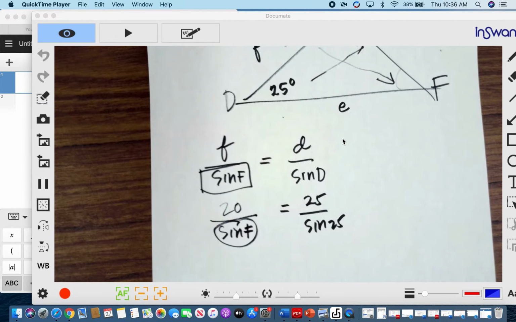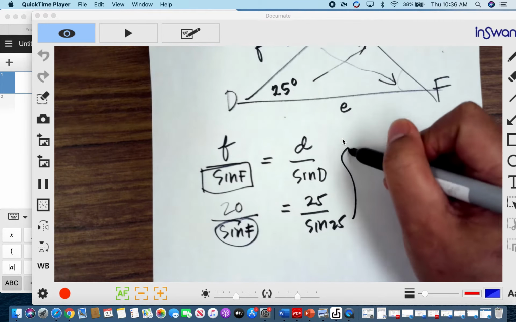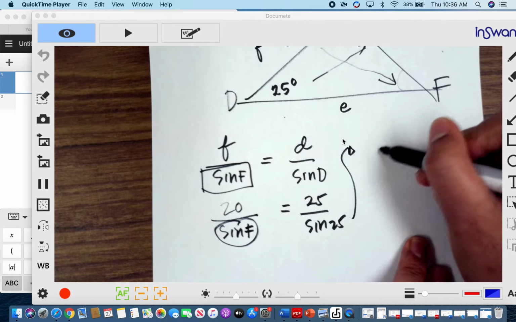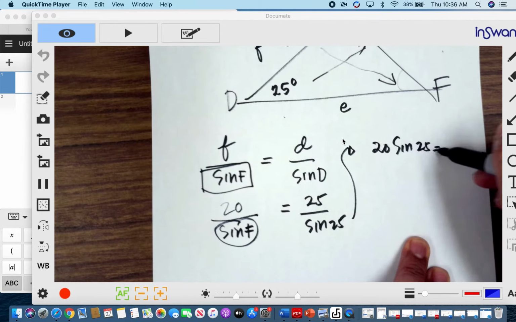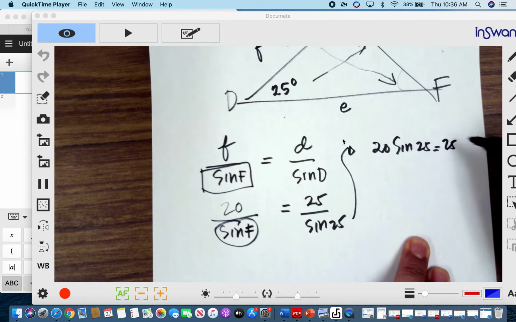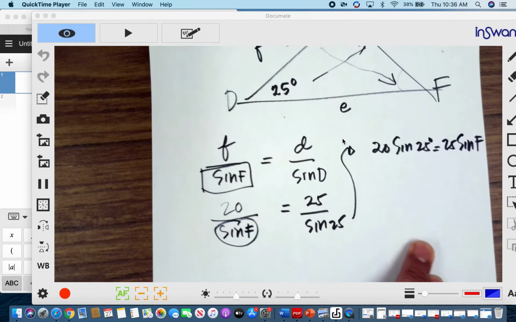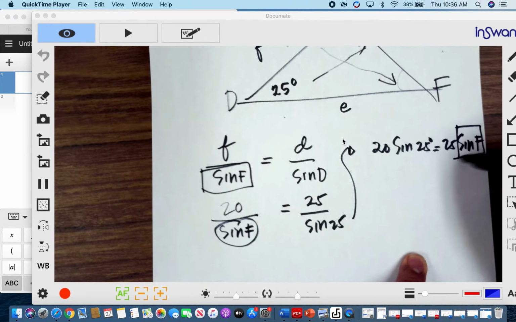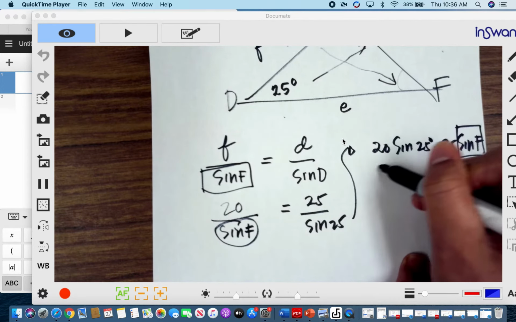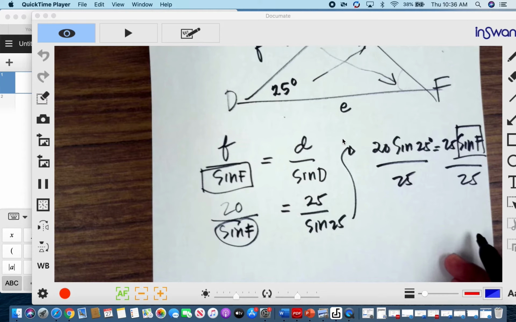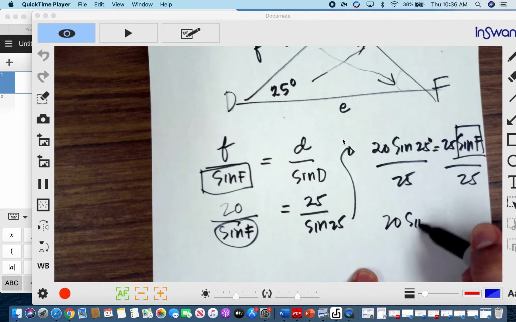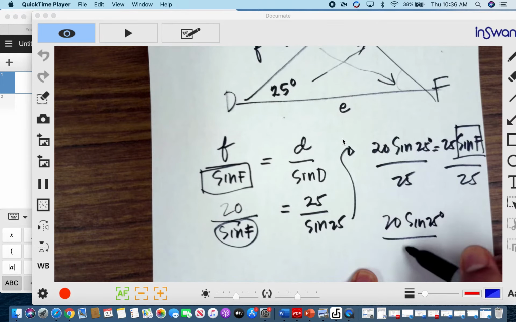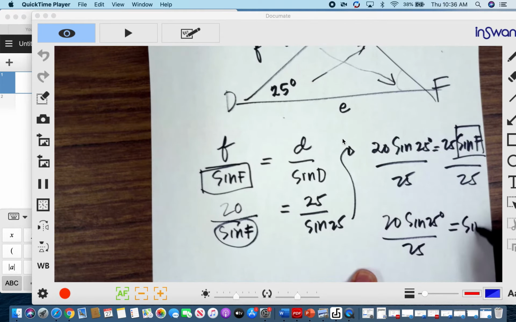Now we can cross multiply. So I'll make it here so that you can see that's 20 sine 25 is equal to 25 sine F. Now because we're solving sine F, we will divide 25. So therefore, 20 sine 25 over 25 is equal to sine F.